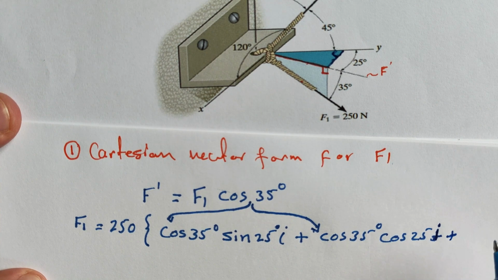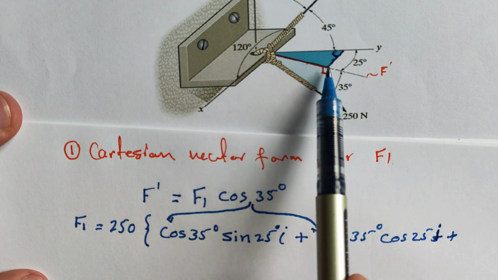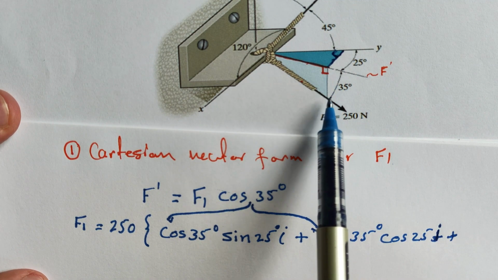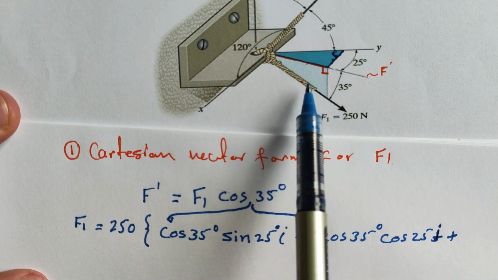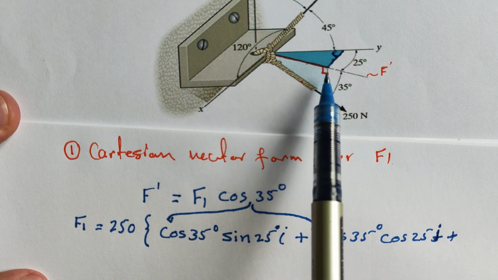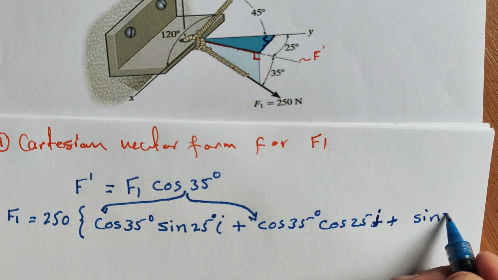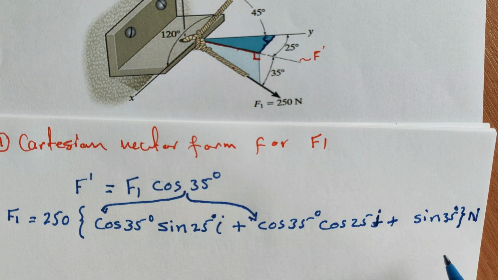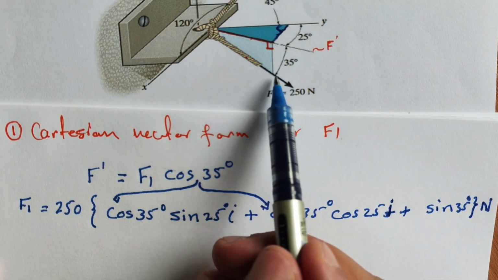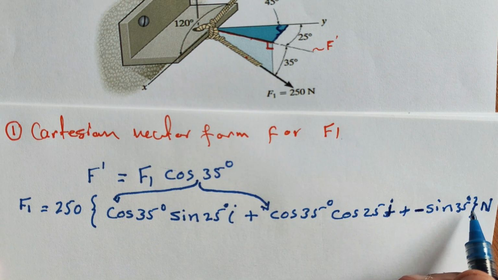Plus, we're looking for the k component now, which is the Z axis. On the Z axis, looking at F prime again, sharing the Z axis, which is this one coming down here, it's straightforward for F1, and in this case it's going to be sine 35 degrees. Close your curly bracket, and of course that force is in Newtons. But remember that this is going downwards, which means on the negative Z axis. Therefore, this is negative sine 35 degrees.